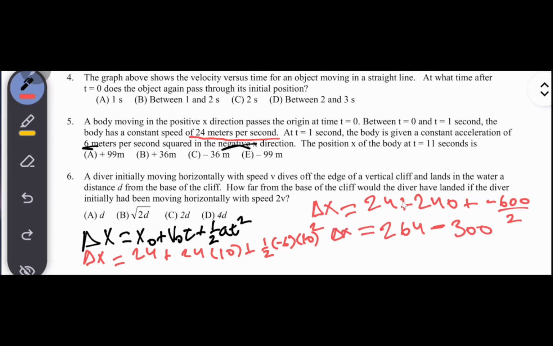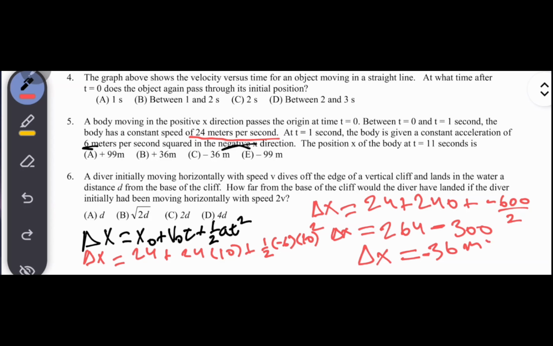And then the last step here would be to simplify this. So delta x is equal to 36 meters. And this is actually negative 36 meters since we have a bigger negative number.